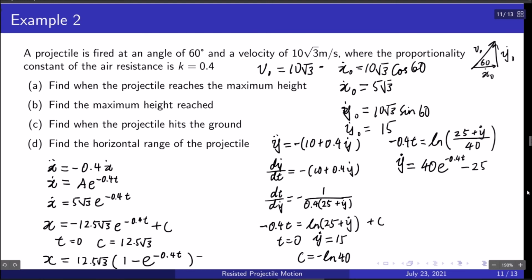From there we can work out the displacement by integrating it. So y equals negative 100 e^(−0.4t) minus 25t plus c. So what is c? When t equals 0, y equals 0 as well. So this part disappears, which means c equals 100.